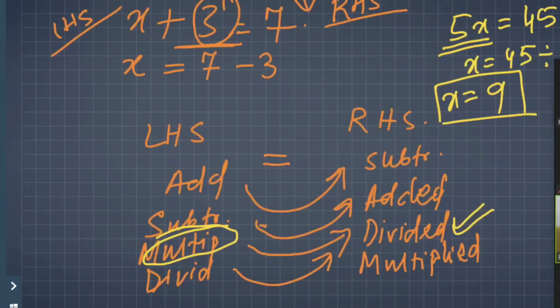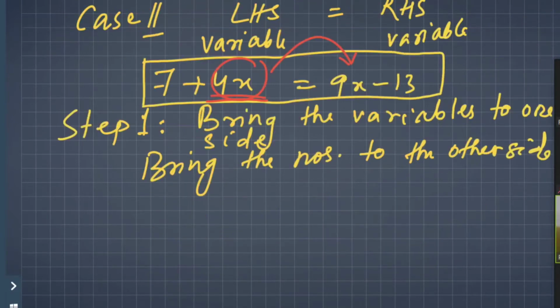In the previous slide we had seen that if something is being added in the LHS, it will be subtracted in the RHS. So exactly 4x will be taken to the RHS, and we can see over here 9x minus 4x, while 13 will be taken to the other side, that is towards the LHS. That 13 which has been subtracted in RHS will be added in the LHS. So it will be 7 plus 13.